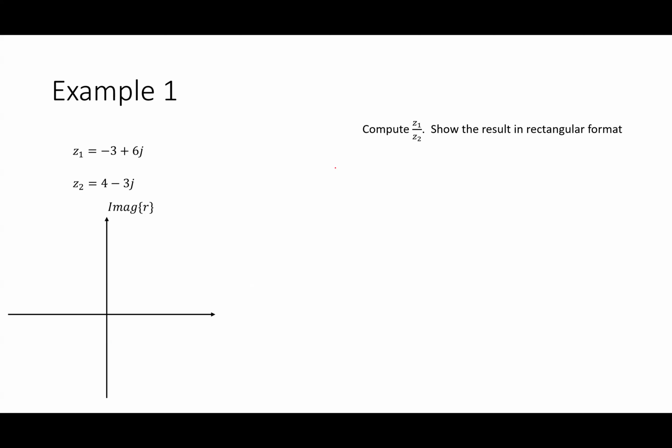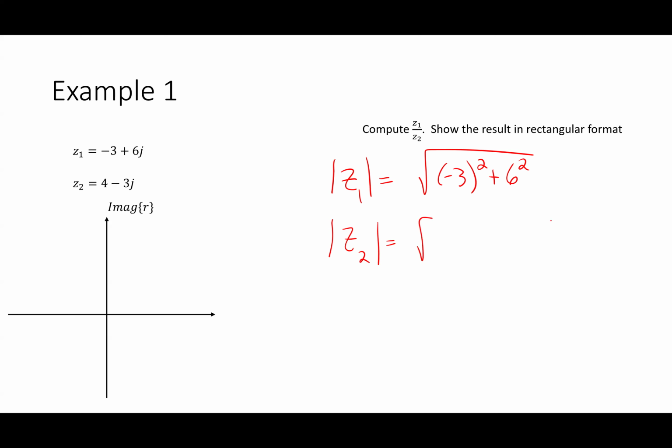How do I get the magnitude of Z1? Square root of A squared plus B squared. So that's simple, right? Minus 3 squared plus 6 squared, right? Whatever that is. I'm not going to calculate it right now. What's the magnitude of Z2? Square root of what? 4 squared plus what? Plus negative, yeah, plus negative 3 squared.